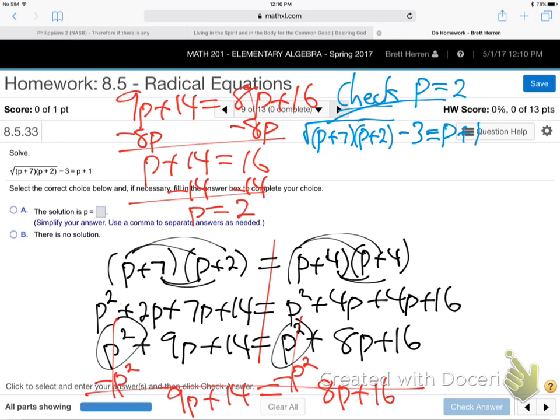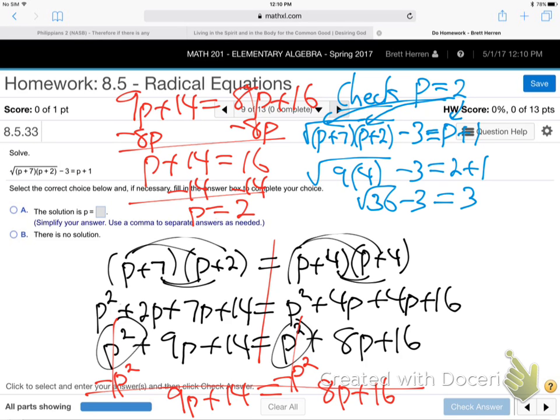Plug in the 2. So that'll be square root of 9 times 4. That'll be square root of 36. That's 6 minus 3. That's 3 equals 3.